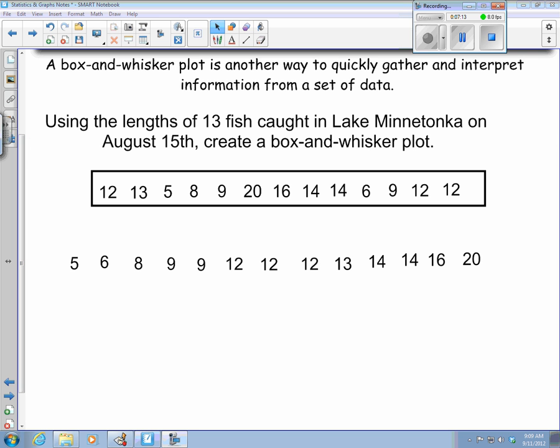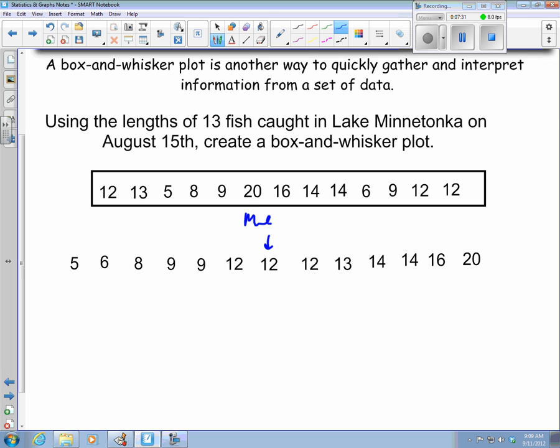Okay, so I ordered them from smallest to largest now. And first of all, you got to figure out how many numbers you have altogether. We have 13 here. So the way we start breaking it up is first we break it in half by finding the number in the middle. 1, 2, 3, 4, 5, 6. This 12 right here is in the middle.